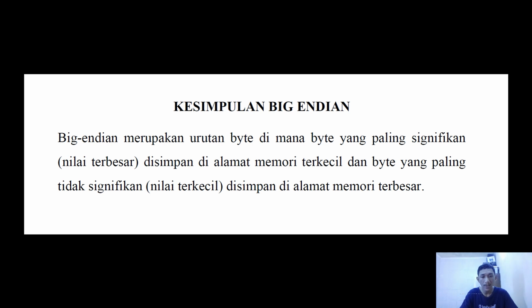Kemudian ini kesimpulannya. Jadi Big Endian merupakan urutan byte di mana byte yang paling signifikan atau nilai terbesar disimpan di alamat memori terkecil, dan byte yang paling tidak signifikan atau nilai terkecil disimpan di alamat memori terbesar.